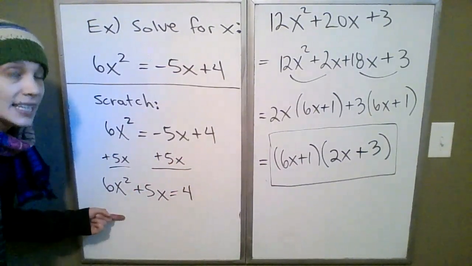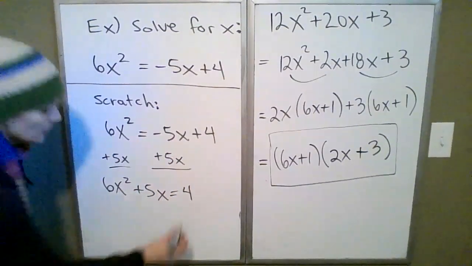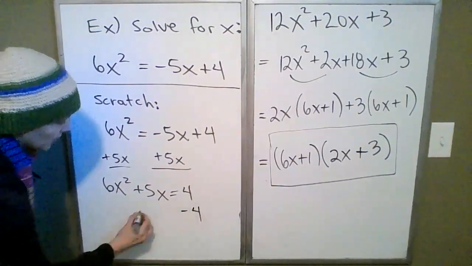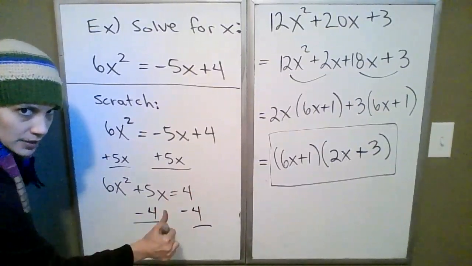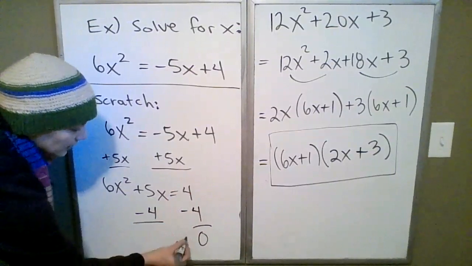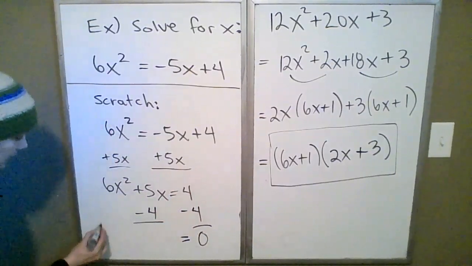So again, I need 0 on one side of my equation. So I still need to subtract 4 from both sides as well. Okay, now I've got 0 over here, which is the first step, really. And over here is 6x squared plus 5x minus 4.